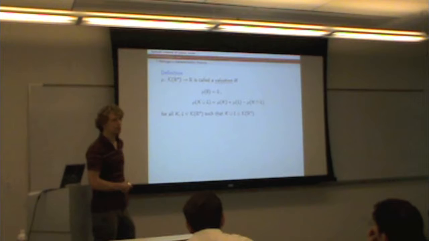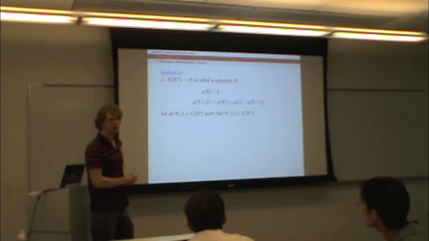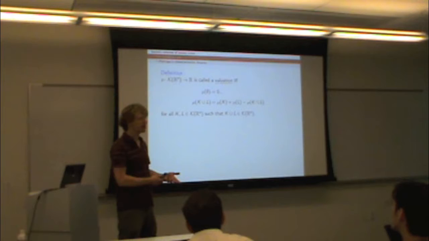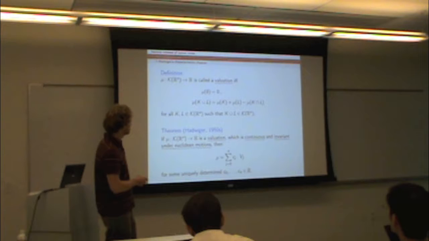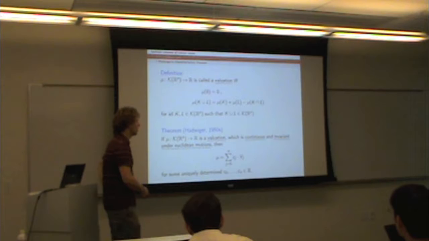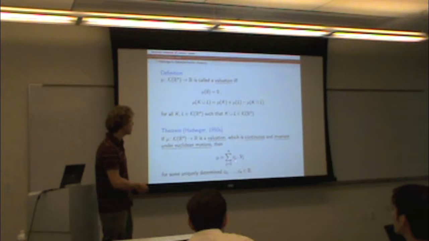So all these definitions that I've given you before seem in some way arbitrary. We look at tubes and volumes of tubes, but what about this? There's a very nice characterization theorem of Hadwiger which says that these intrinsic volumes are exactly the continuous and invariant valuations. The theorem reads the following way. If mu is a valuation which is at the same time continuous with respect to the Hausdorff metric, of course, and invariant under Euclidean motions, then it must be a linear combination of the intrinsic volumes. So in this sense, our definition of the intrinsic volumes is in no way arbitrary. It gives us all the valuations which are continuous and invariant.